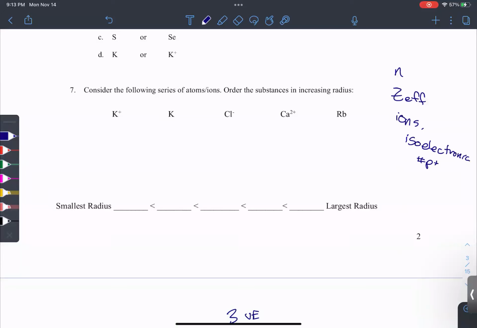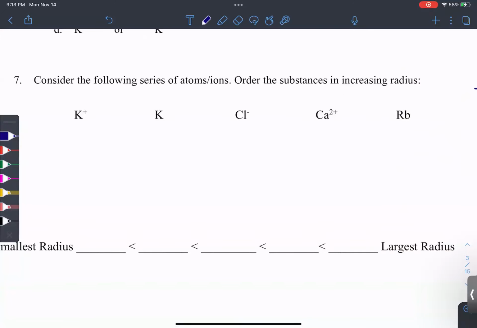So let's look at these. Potassium plus, the cation: if we think about the n value of its valence electrons, potassium loses an electron, so it has the electron configuration of argon. That's actually n equals 3, because it lost its only n equals 4 electron, versus neutral potassium, which is n equals 4. So of these, you can clearly see which one's bigger. The neutral potassium is bigger. But let's keep going. Chloride, we add an electron, argon, so that's n equals 3.